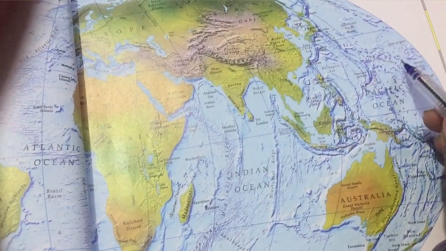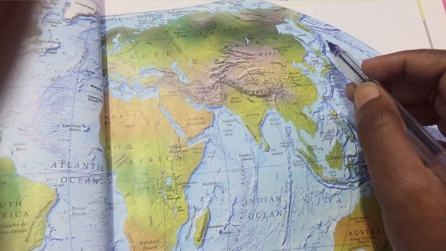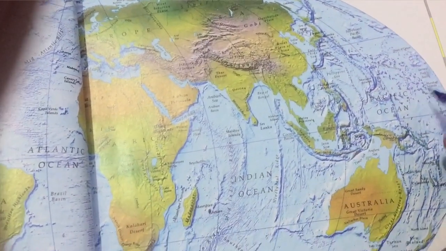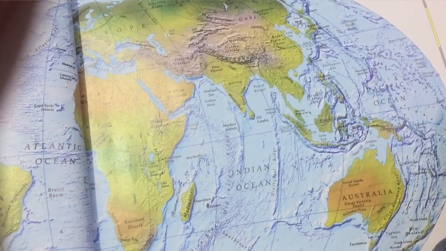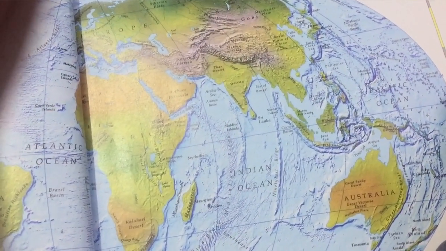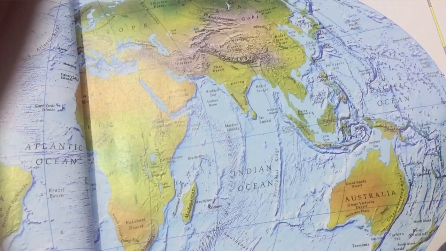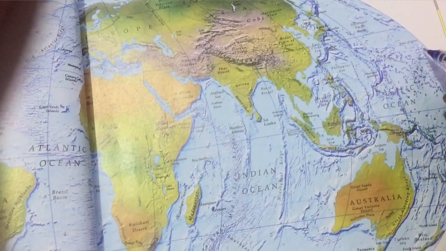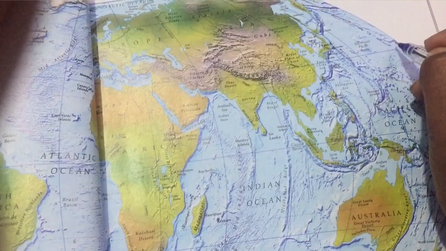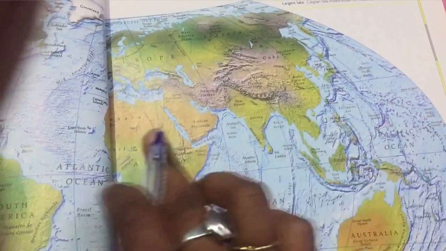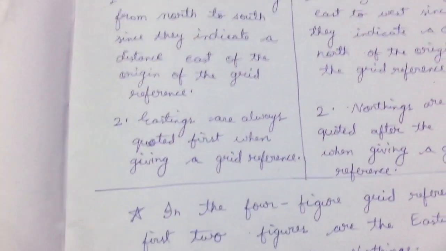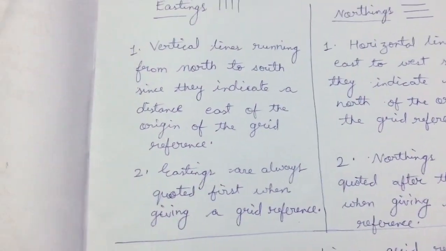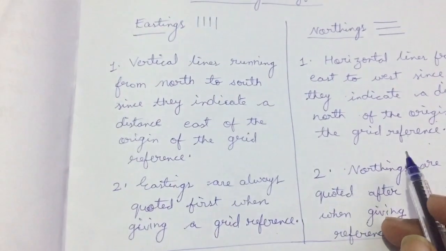Whatever degrees come here in a line will be indicated with north. Suppose after 0 degree, this is 10 degree, so we will indicate 10 degree north, 20 degree north, 30 degree north, 40 degree north, 50 degree north. So these lines are what? Latitude, and here we will say they are northings. Okay, so I hope this part is done.